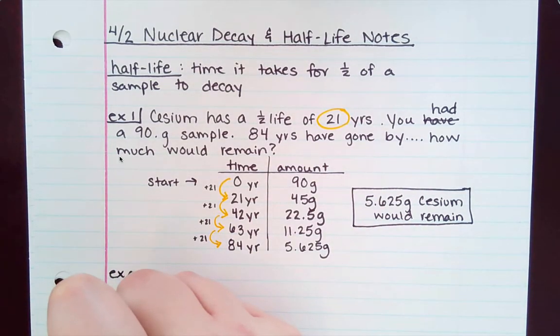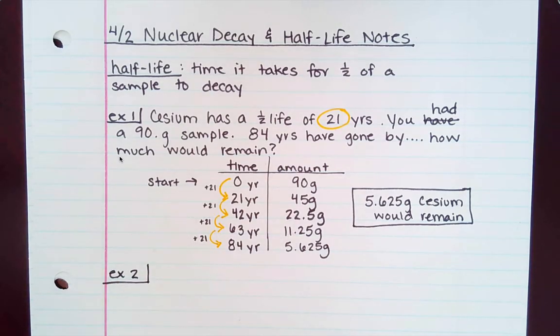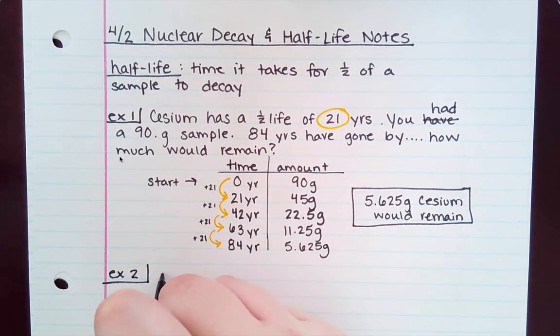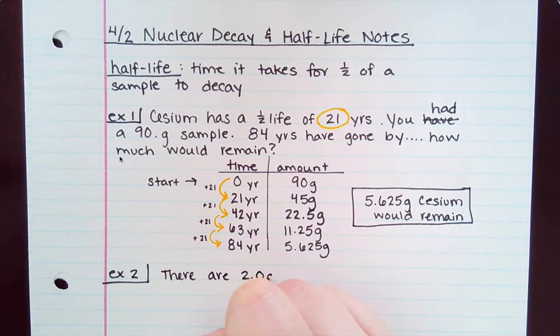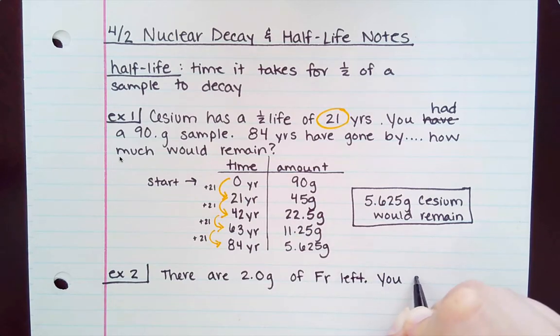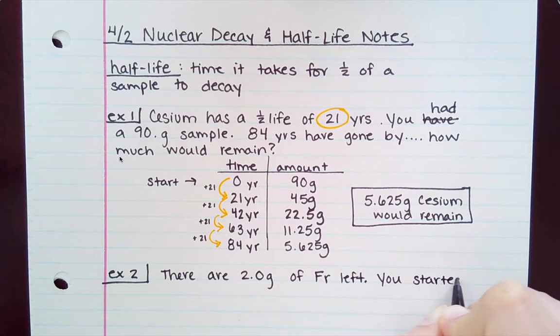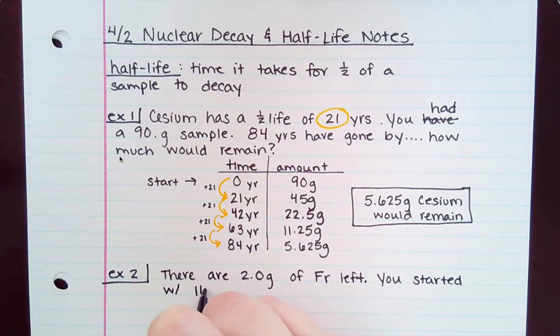Example 2. There are 2 grams of francium left. You started with 16 grams. How much time has gone by?